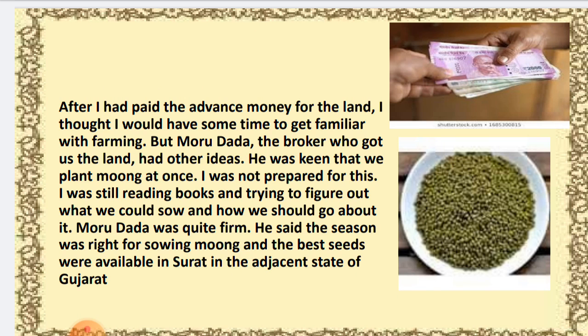After I had paid the advance money for the land, I thought I would have some time to get familiar with farming. But Moru Dada, the broker who got us the land, had other ideas. He was keen that we plant moong at once. I was not prepared for this. I was still reading books and trying to figure out what we could sow and how we should go about it. Moru Dada was quite firm. He said the season was right for sowing moong and the best seeds were available in Surat in the adjacent state of Gujarat.